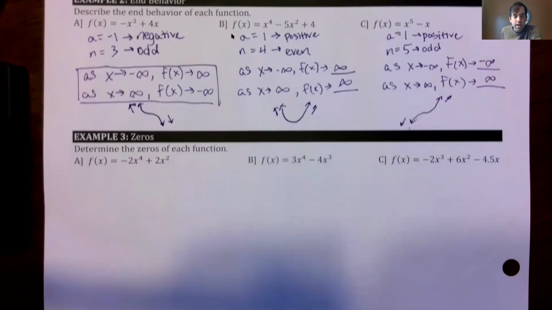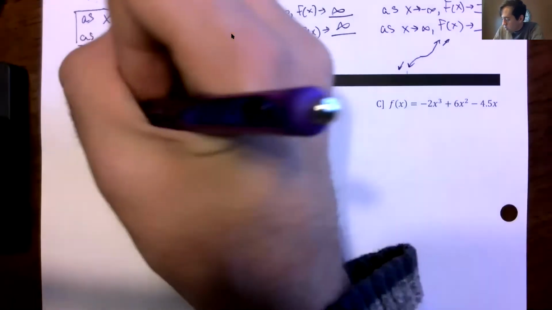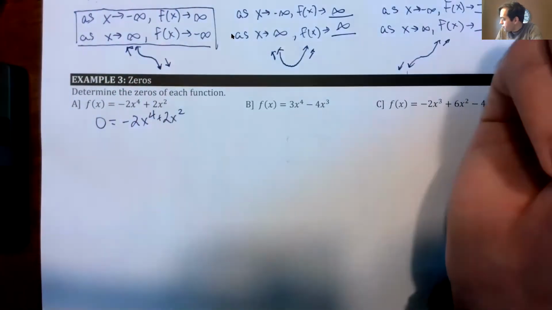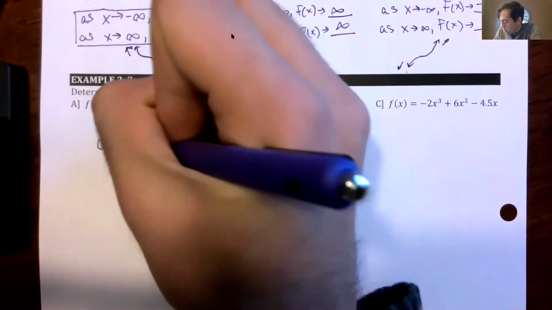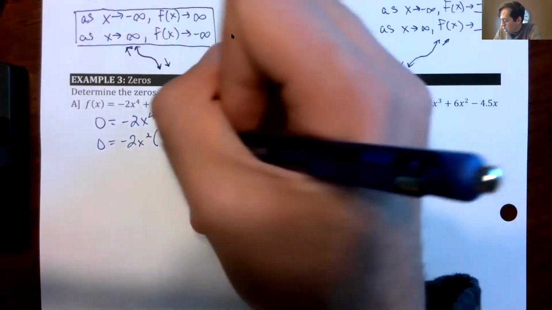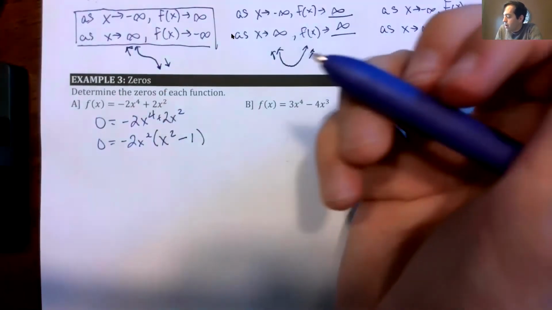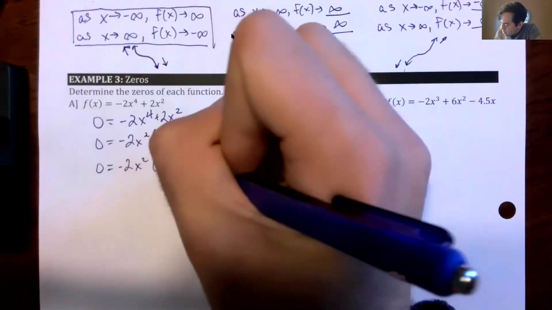All right, last example here, zeros. We know zeros. That means we set the function equal to 0 and solve for the values of the x's, because that's gonna be our x-intercepts or our zeros. So let's try that here. In this first one, we have 0 equals negative 2x to the 4th plus 2x squared. I'm going to factor out a negative 2x squared from each of these terms. And I am left with x squared minus 1. And then x squared minus 1 can factor further to x plus 1, x minus 1.